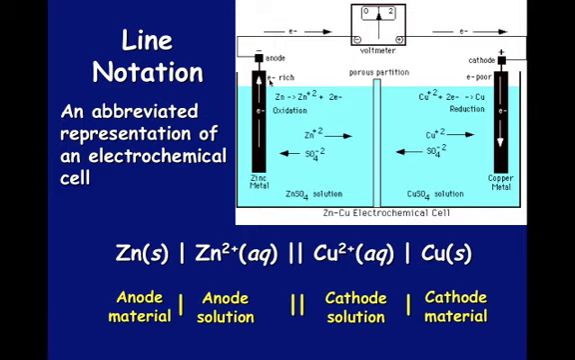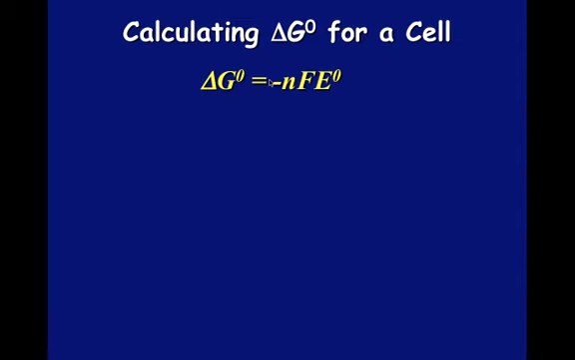I don't think line notation even really shows up on the AP test. I don't remember them asking for it on a FRQ. Maybe multiple choice it might ask you. But obviously you need to know which one's oxidizing, which one's being reduced. It's pretty straightforward. So, calculating Gibbs free energy for a cell.